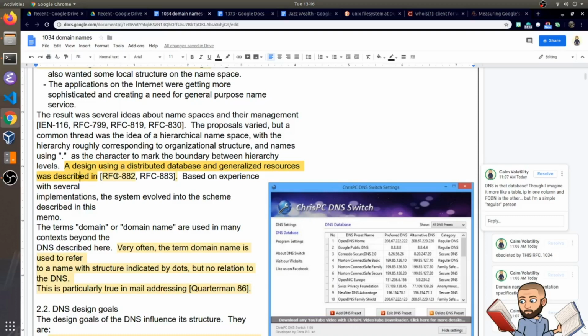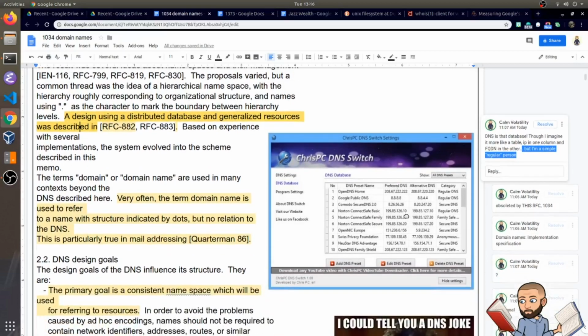And they call it a database, but in my mind, I always imagine it as a table with 2 columns. One column is the host name, and the other column is the IP address that host name is connected to. But if you watched my other video on RFC1034, you'll know why I say right here, I'm just a simple regular person though, so that thinking is not quite correct.